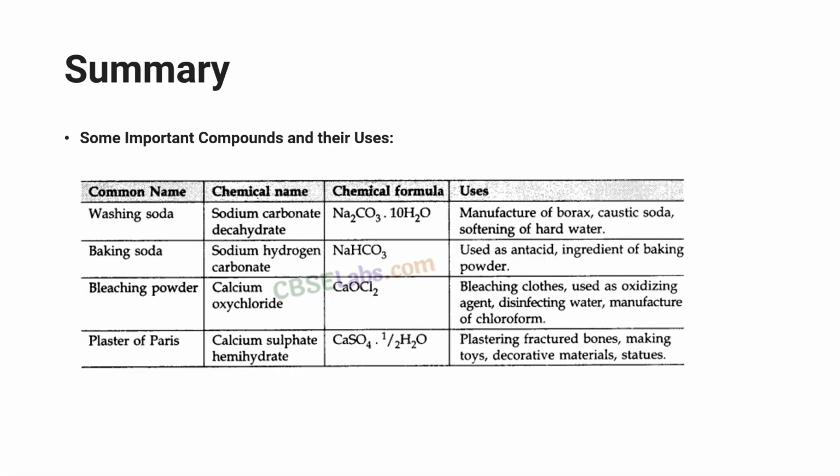Some important compounds and their usage. We all know washing soda is used in manufacturing of borax, caustic soda, and softening of hard water. Baking soda is used as an antacid or ingredient of baking powder. Bleaching powder bleaches clothes and is used as an oxidizing agent, for disinfecting water and in the manufacture of chloroform. Plaster of Paris is used for plastering fractured bones, making toys, decorative materials, and statues.